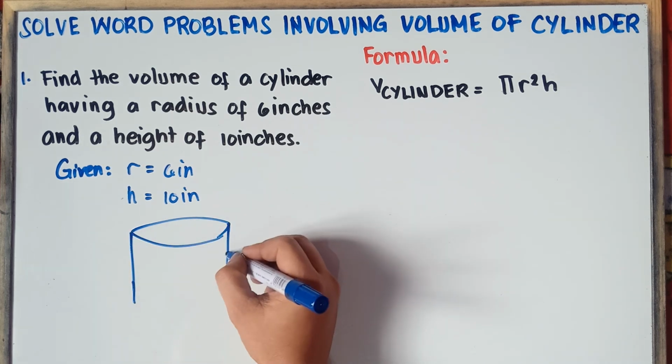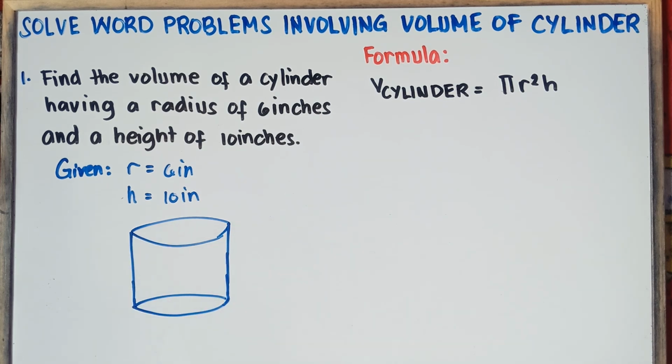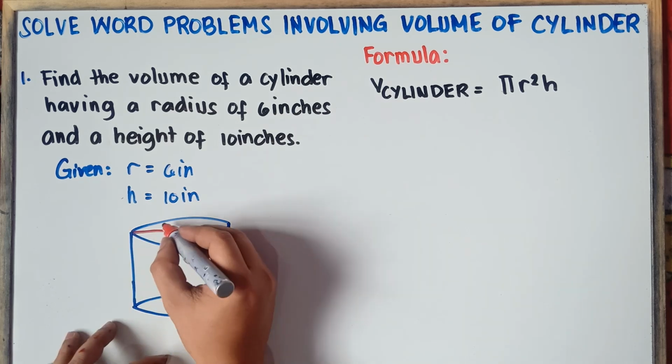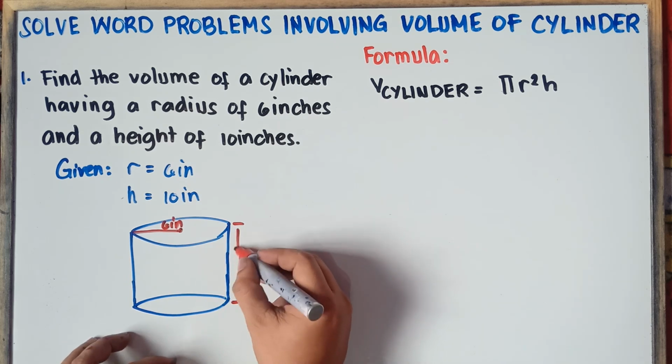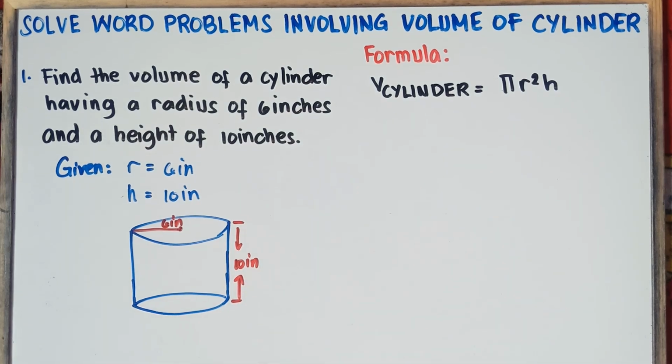So this will be your cylinder. Alright, so this is your cylinder. And then we have the given radius. So our radius, that is 6 inches. So this will be our radius here, that will be 6 inches. And our height, that will be 10 inches. And we're told to find the volume of the cylinder.